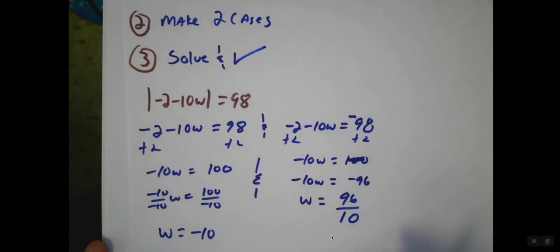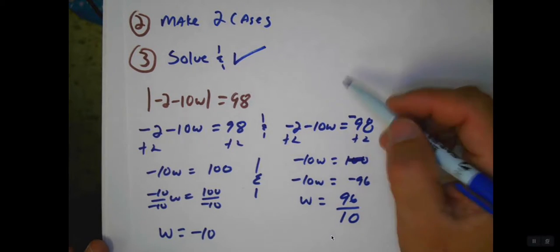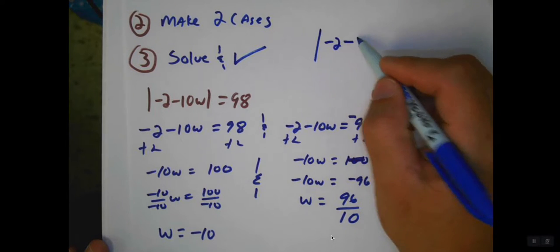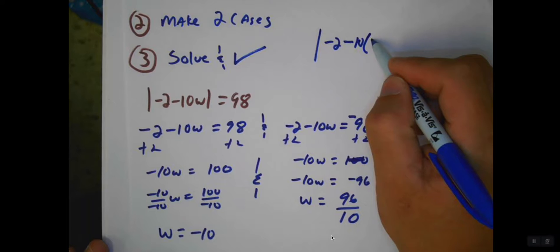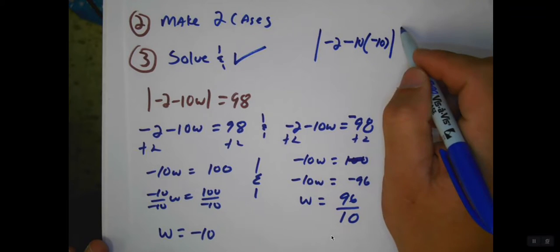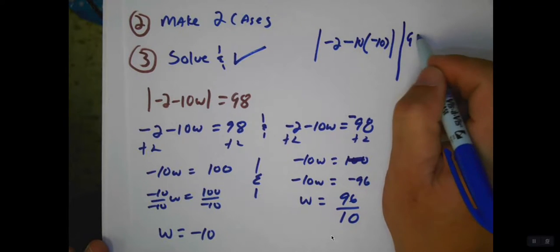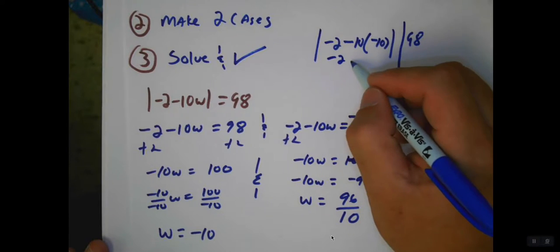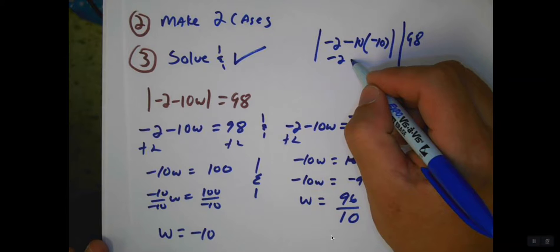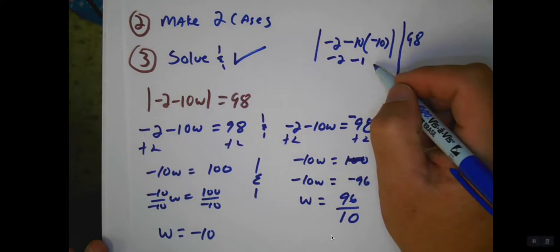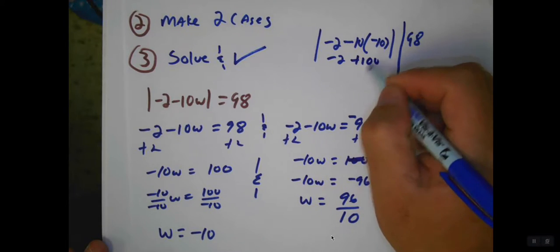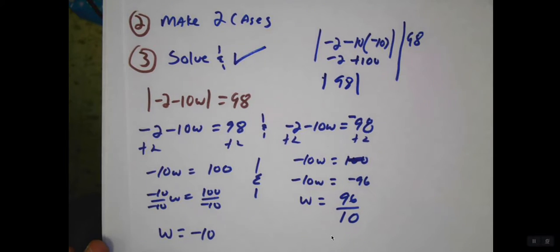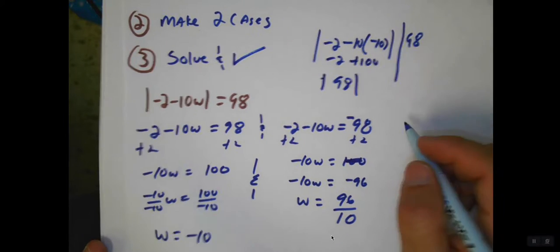All right, so we say check. You can plug these in if you want. So if you plug it in, you get the absolute value of negative 2 minus 10 times negative 10, is that 98? So negative 2 plus 100 gives me 98. And what's the absolute value of 98? 98. Let's try the other one.